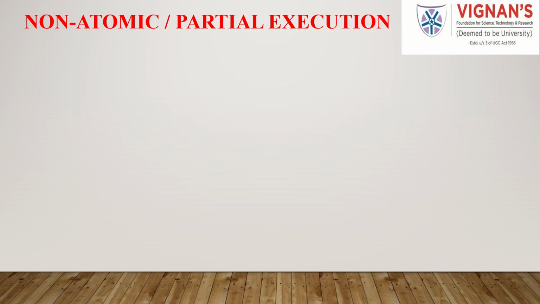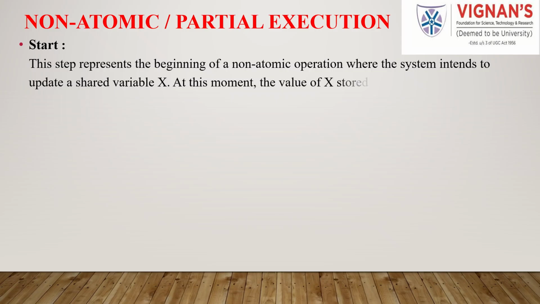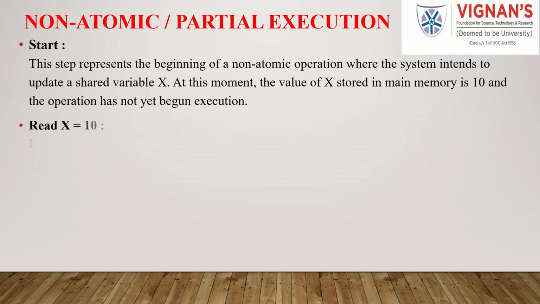Non-atomic/partial execution. This slide explains a non-atomic operation, where an update is performed in multiple separate steps and can be interrupted before completion. Start. This step represents the beginning of a non-atomic operation. The system intends to update the shared variable x. At this moment, the value of x stored in main memory is 10, and the operation has not yet started execution.